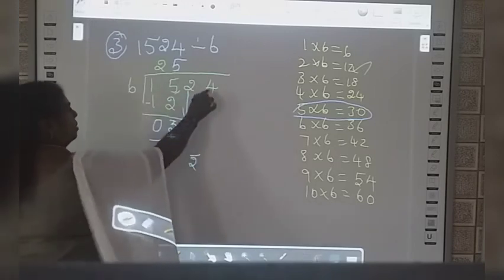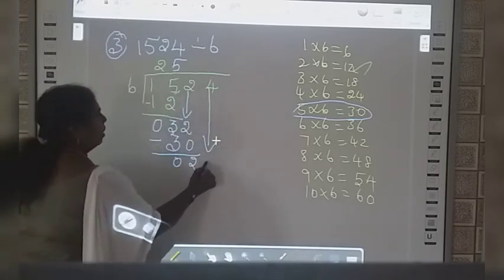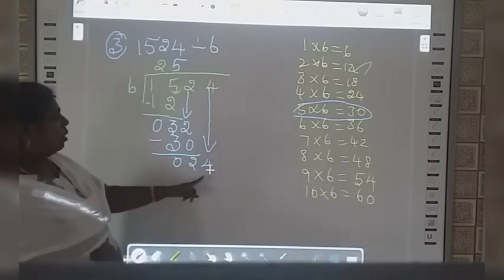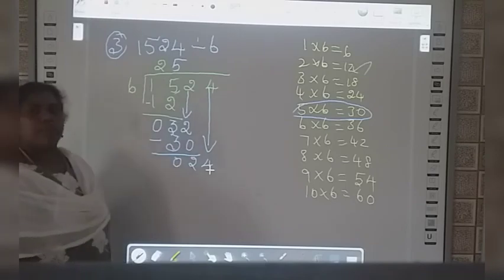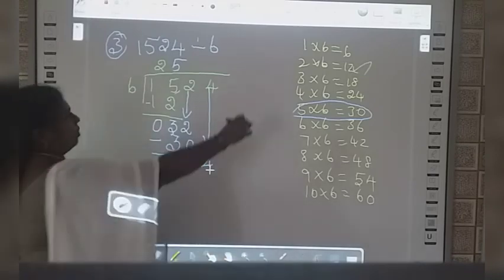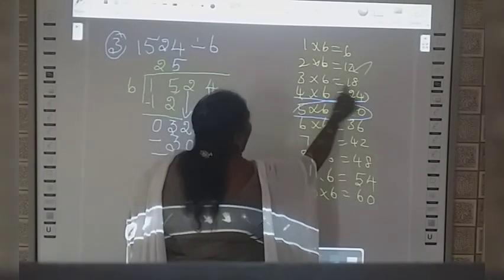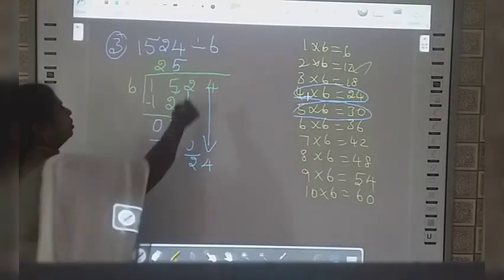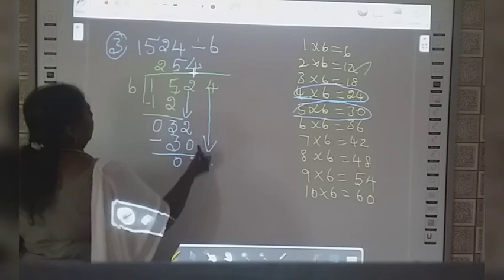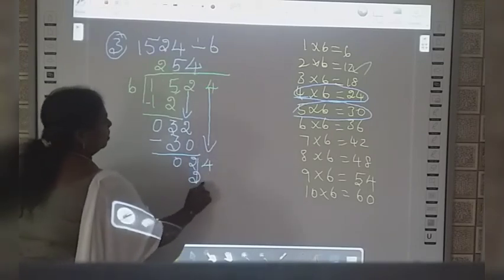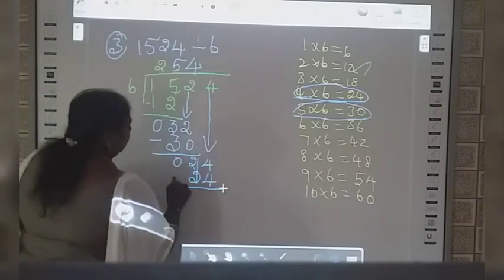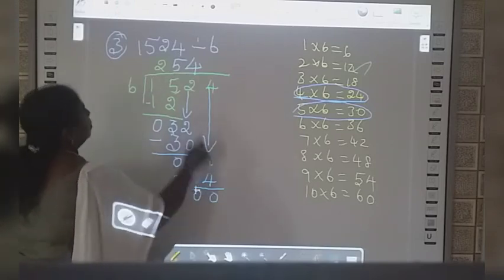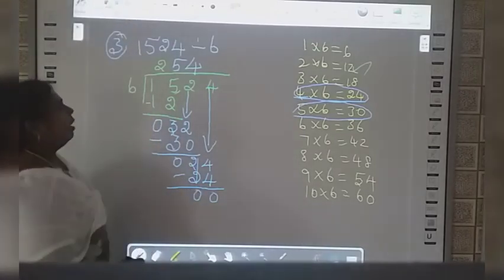You have to write the next number. That is 4. Understand? Yes. Now 24. 24, how many times? In the sixth table, 24 is 4 times. 4 times 6 are 24. Isn't it? So the quotient value is 4. Yes. Subtract 4 minus 4 is 0. 2 minus 2 is 0. So now we are going to write the answer here.